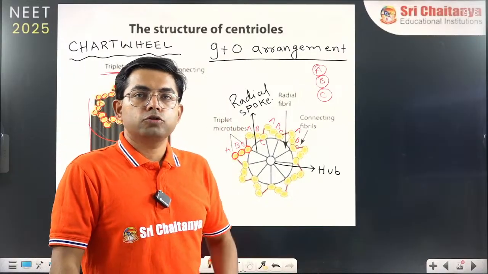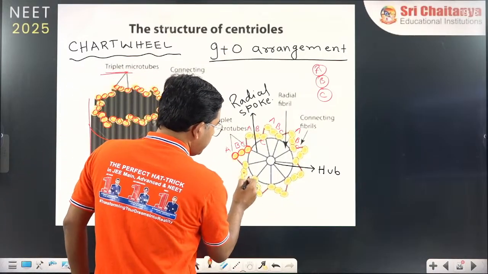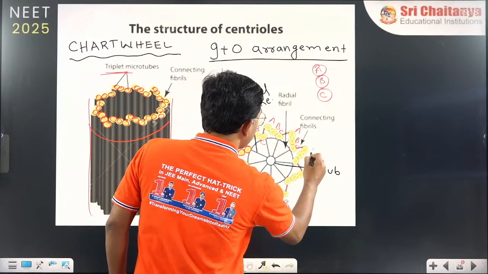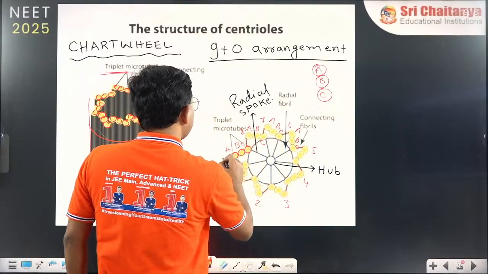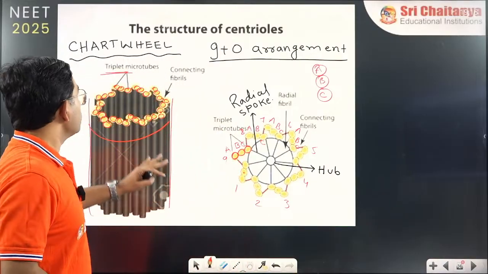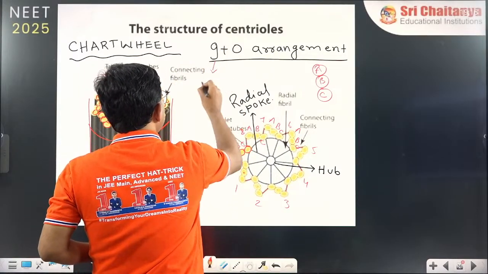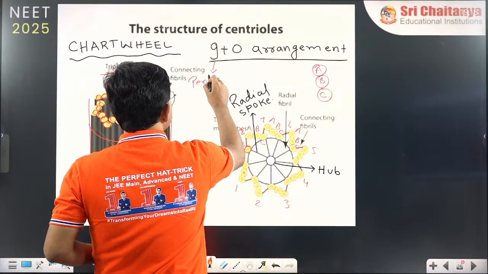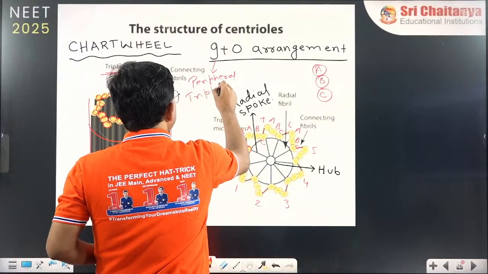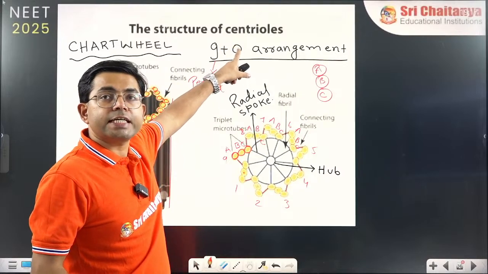Now if you count how many triplets are present, again 1, 2, 3, 4, 5, 6, 7, 8 and 9. So 9 triplets are there. First of all, in the 9 plus 0 arrangement, what is 9? 9 is the peripheral triplet.